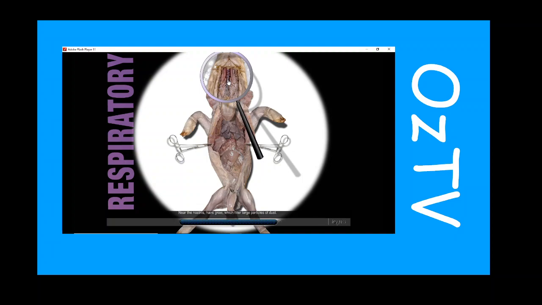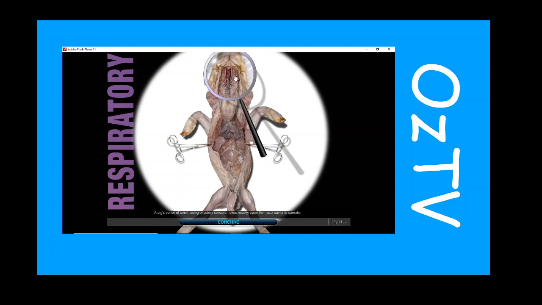Near the nostrils, hairs grow, which filter large particles of dust. But across the nasal cavity's length is a mucous membrane that warms air and traps smaller particles. This membrane covers folded protrusions called conchae, which create extra surface area for the mucous membranes. Press on one of the conchae. Ciliated action moves excess mucus back into the pharynx, and then down the esophagus for digestion.